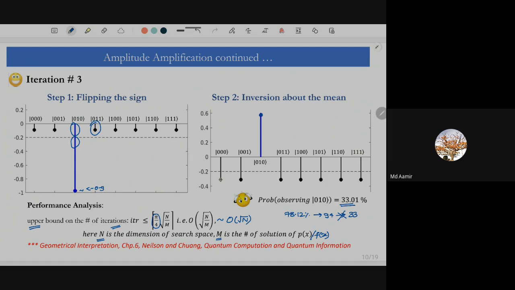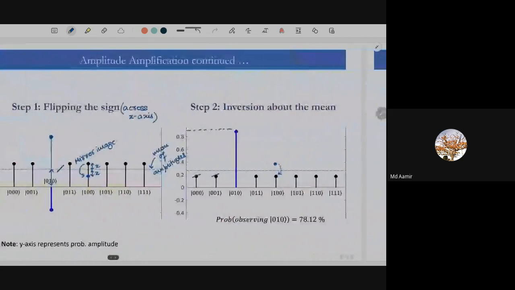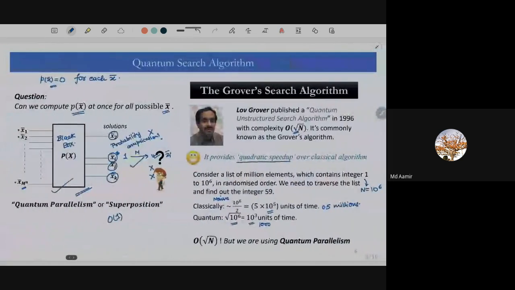So from here the time complexity of Grover's algorithm came. This order of root n, root n is coming because we have to perform the amplitude amplification part for under square root of n times. So let's go back to our simple thing here.